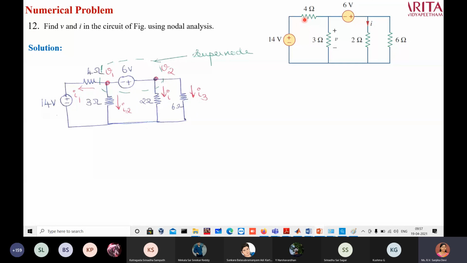So we will consider the series combination of this 14 volt and 4 ohm together, and we will just neglect this node, otherwise the number of equations will increase. Because they are connected in series, if there is a current flowing, the same current will flow. So neglecting that particular node, we have 3 nodes, and one of them we will take as a reference node. The bottommost node we will take as the reference node, and now we will fix the nodal voltages V1 and V2.